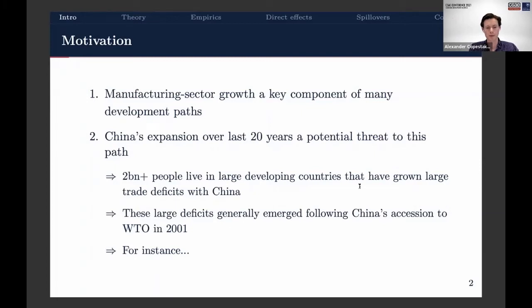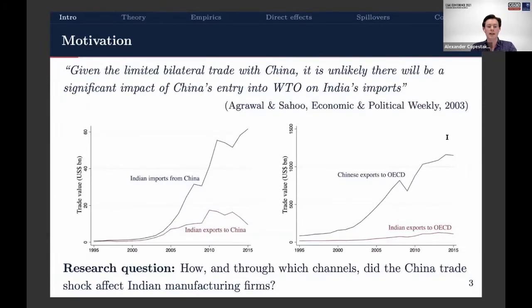So beyond India, 2 billion people live in large developing countries that have grown large trade deficits with China, and these have generally emerged following China's accession to the WTO in 2001. For instance, India. This is something that wasn't necessarily predicted, but China accedes to the WTO in 2001, and we see this massive Indian trade deficit with China appearing, and we also see a massive rise in Chinese exports to the OECD, dwarfing Indian exports to the OECD, so it's a potential export competition channel there, which we're looking at in a second.